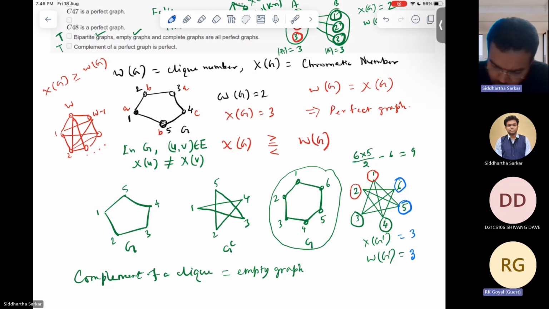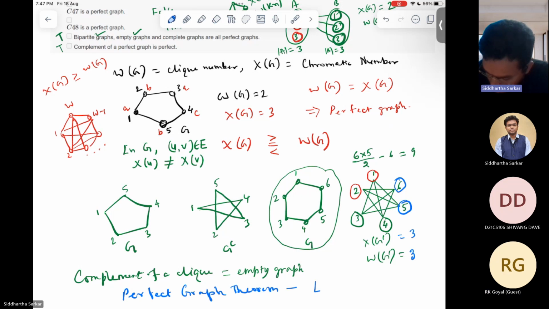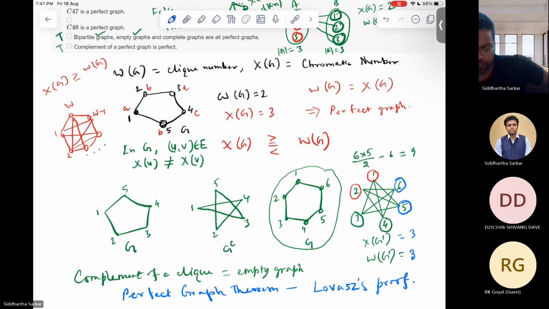So this is called the perfect graph theorem. If you Google search, this is called the perfect graph theorem, and the proof is given by Lovász. It is a non-trivial proof. We don't have time, this itself will take 2 hours to explain the proof. So you can look it up. So this was on perfect graphs.